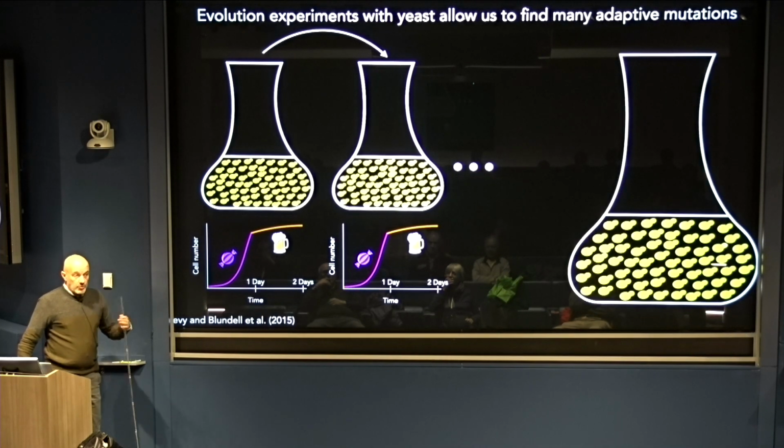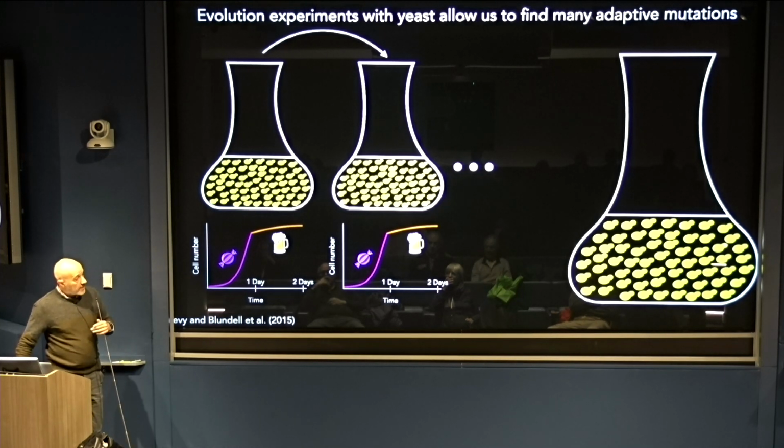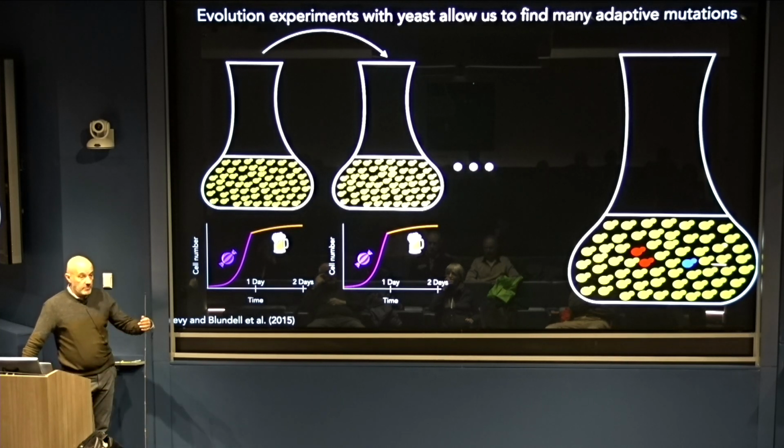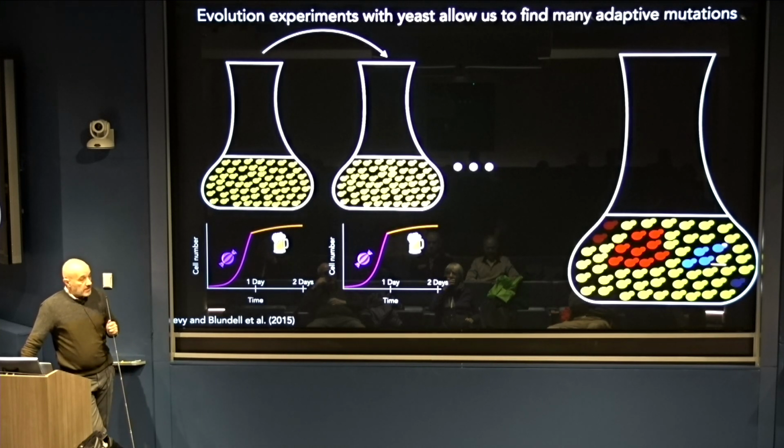So in that system, there's no sex, it's just clonal lineages evolving. And we know that many adaptive mutations happen in that system, and they start in different individual cells, but then those cells, if they have an advantage over the ancestral type, start expanding, and eventually they start taking over the whole culture. So that's the setup.